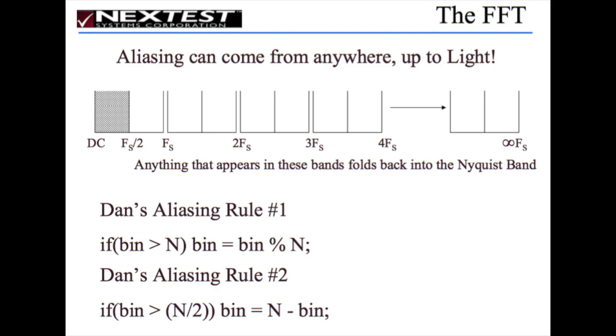Okay, so we're going to use the modulo operator. And that's a standard operator in C and C++ and Pascal and all those. Okay, Dan's aliasing rule number 2 you've already seen. If bin is greater than n over 2, bin equals n minus bin. So you have to use both of these. Both of these must happen in this order. That's the way you have to do it.